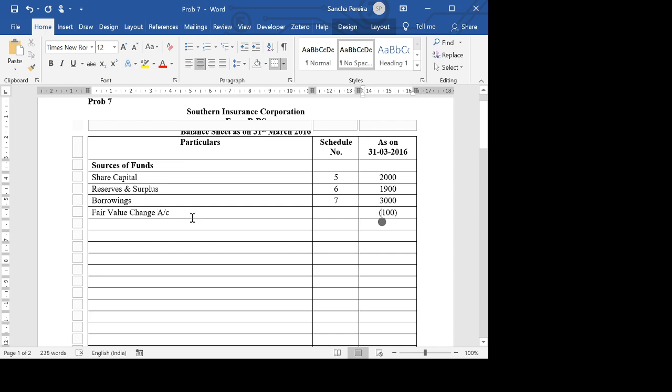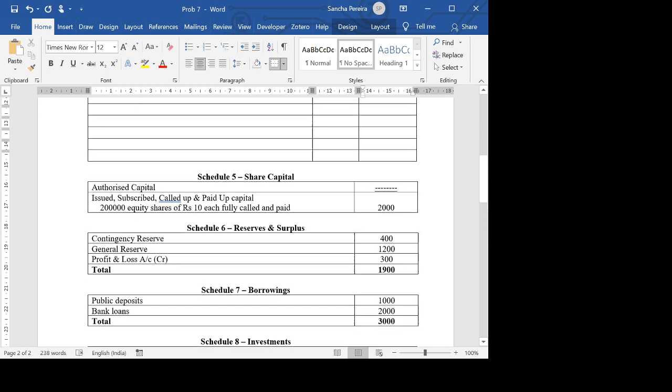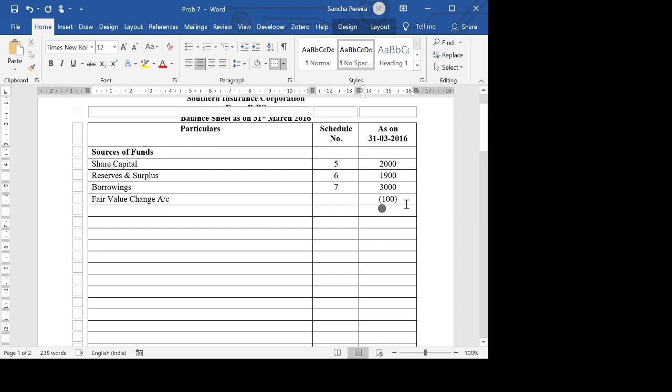Now, this fair value change account can either be a debit balance or a credit balance. If the market value of the investments was more than the book value, it would surely have been a credit balance. Right now it's a debit balance. That's why I have to put it in brackets. If I had not put it in brackets, you would have made it 2000 plus 1900 plus 3000 plus 100. Since I put it in brackets, you show it as 2000 plus 1900 plus 3000 minus 100.